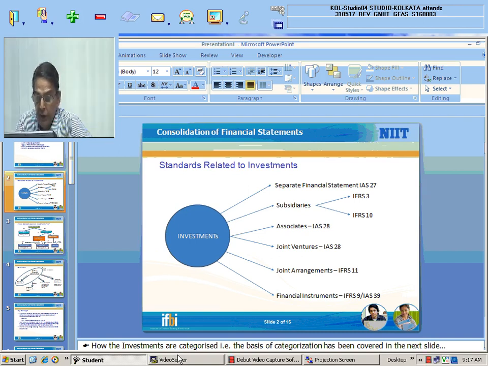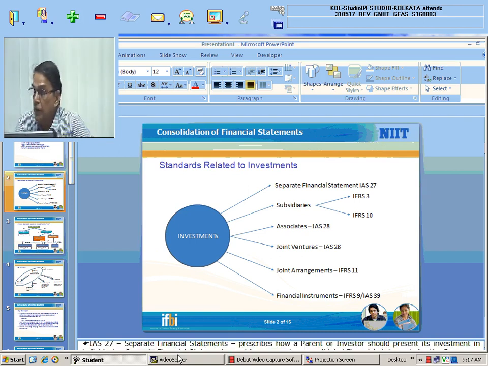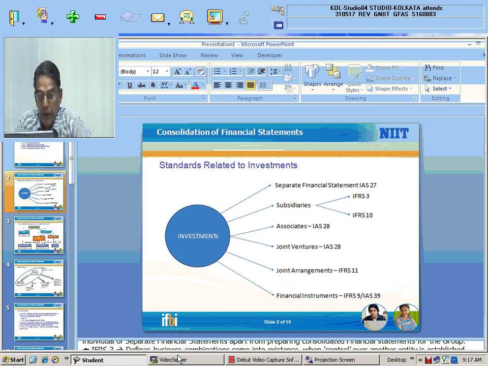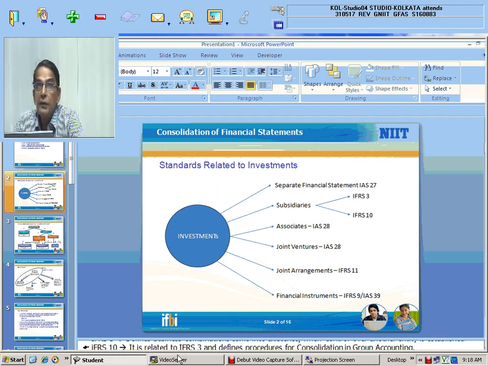IFRS 3 defines business combination which comes into existence when control over another entity is established. IFRS 10 is related to IFRS 3 and defines procedure for a consolidation in group accounting. IAS 28 prescribes how investment in associate or joint ventures should be stated using equity method. Associate is where an entity has no control but owns between 20 to 50% of the shares of the investee company.